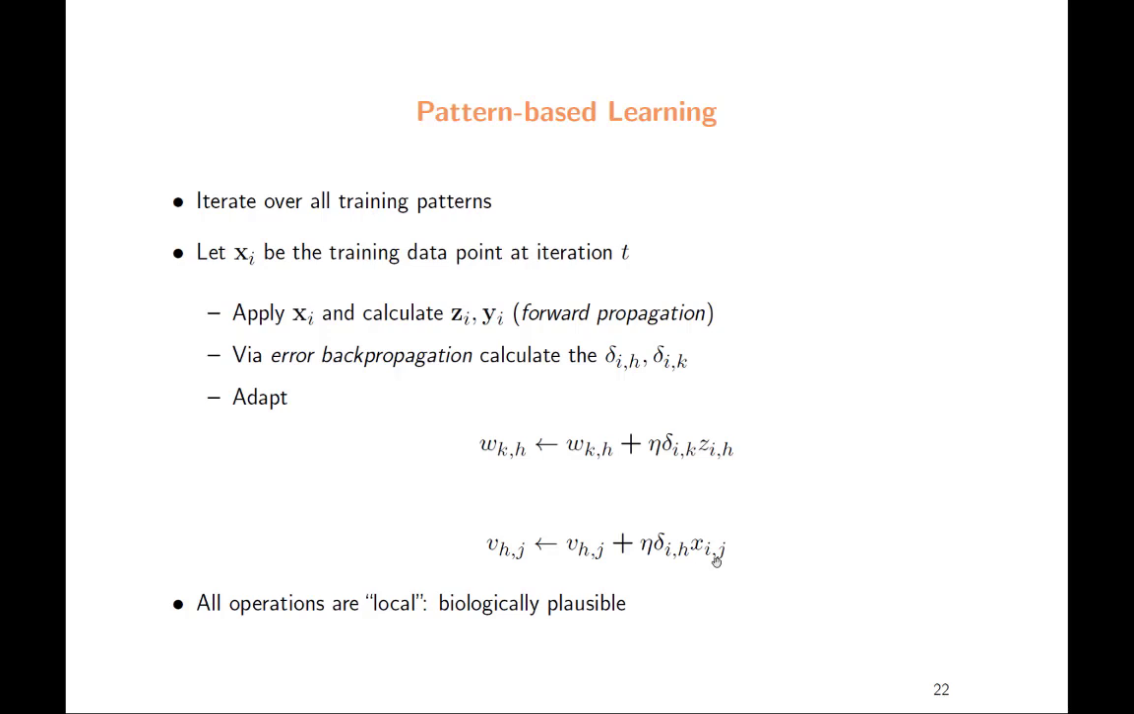These propagation rules in a way are local, and you can apply them layer by layer, so it can also propagate to several layers, which is considered to be a biologically plausible type of operation.